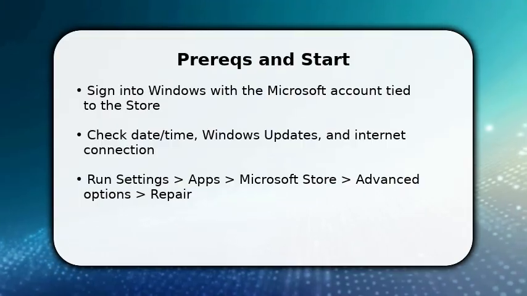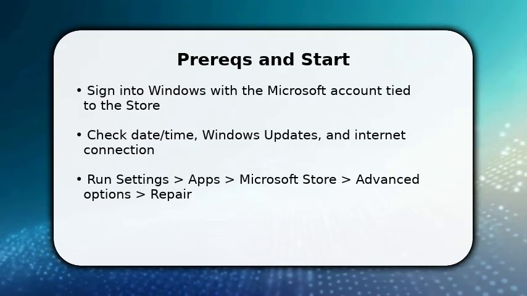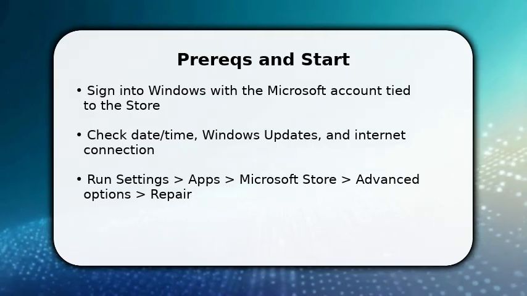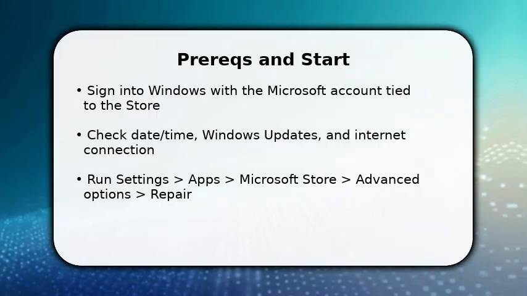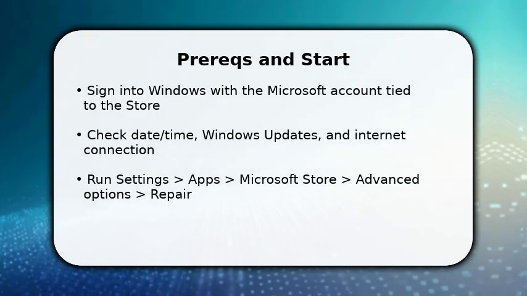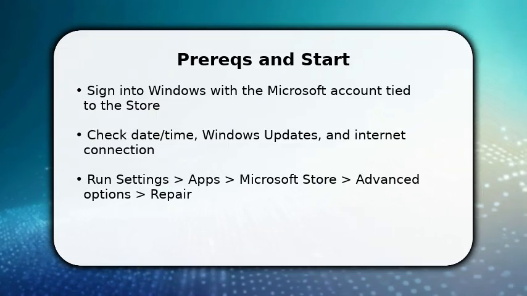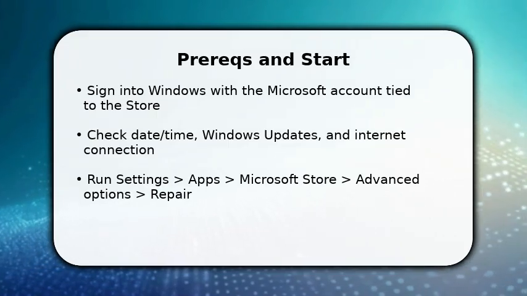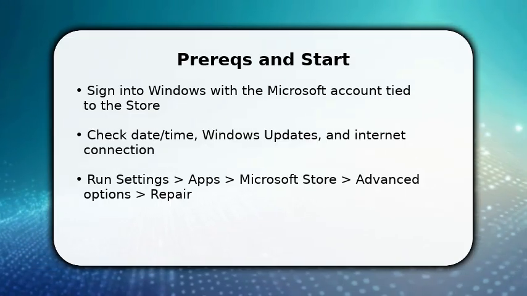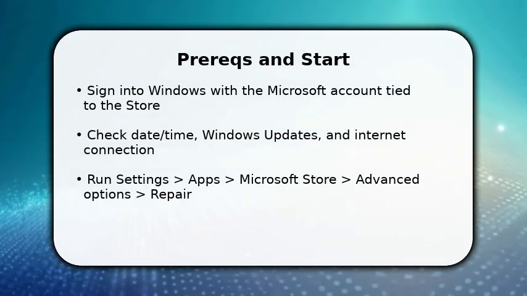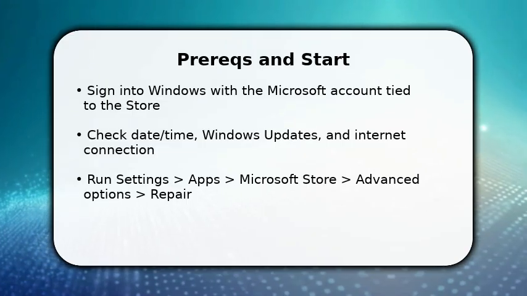You begin by confirming essentials quickly. You're signed into the Microsoft account tied to the store and Windows Update is current. Once done, make sure system date, time, and internet are correct because activation validates against those. Open Settings, go to Apps, find Microsoft Store, then Advanced Options and select Repair. This attempt fixes common activation file or permission issues without data loss.